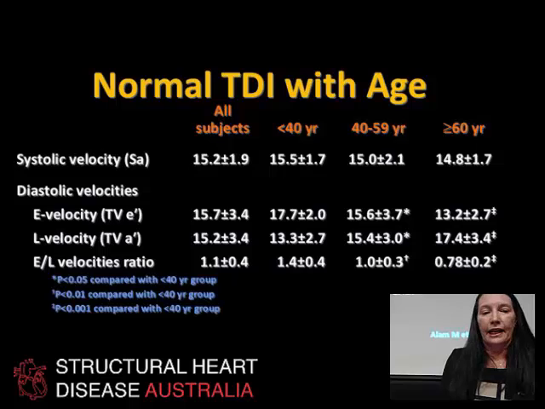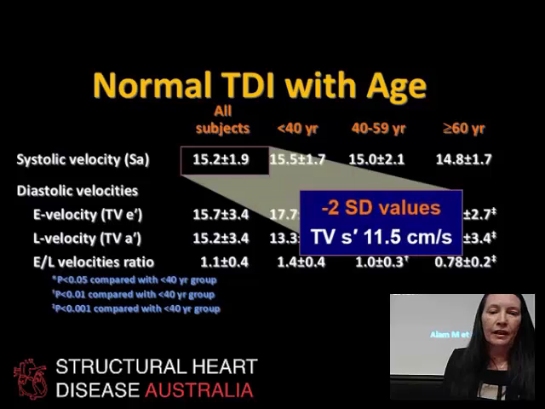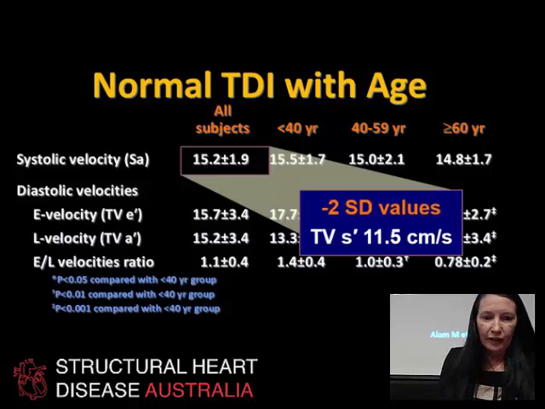What's normal tissue Doppler with age? Well, we know that the systolic velocity of the tissue Doppler with the right ventricular free wall doesn't really change that much with age. You can see over the age of 60, it's still about 15. And before 40, it's 15.5. So it doesn't really drop off in this as people get older. If we take away 2 standard deviations, the lower limit of what's considered to be normal is 11.5. And the guidelines actually have dropped it down to 10. Again, I'm not familiar with the data that has supported that because this is the best data available.